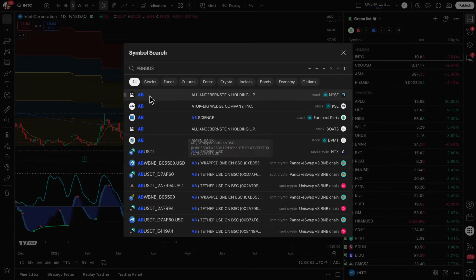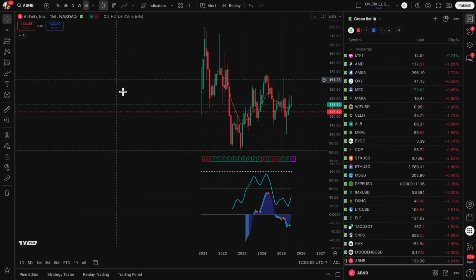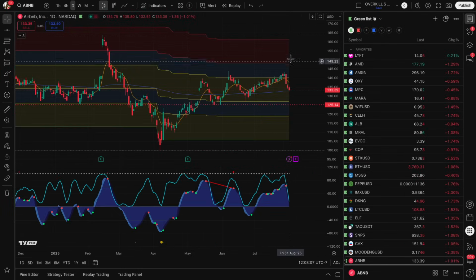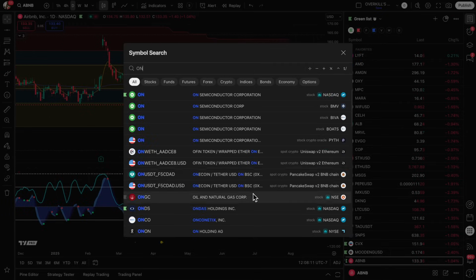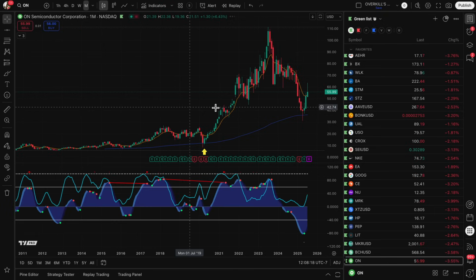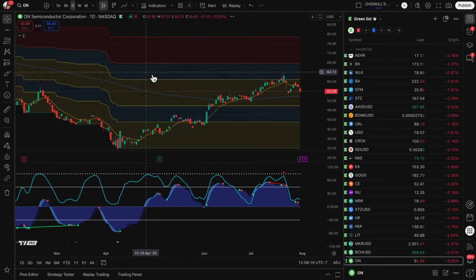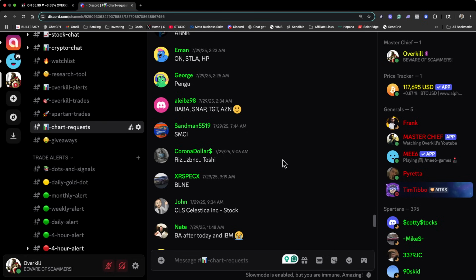ABNB. This is Airbnb. That's green on the monthly. Pulling back, watching for the green daily. ON. This is ON Semiconductor. Target on that's between 72 and 80. Okay, green on the monthly. Got that back in June, so just waiting for the daily. Also watching earnings on Monday.